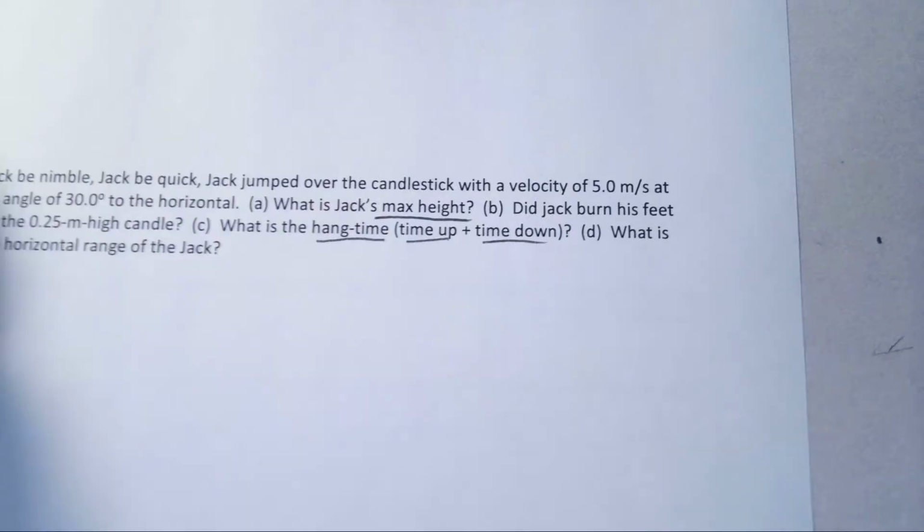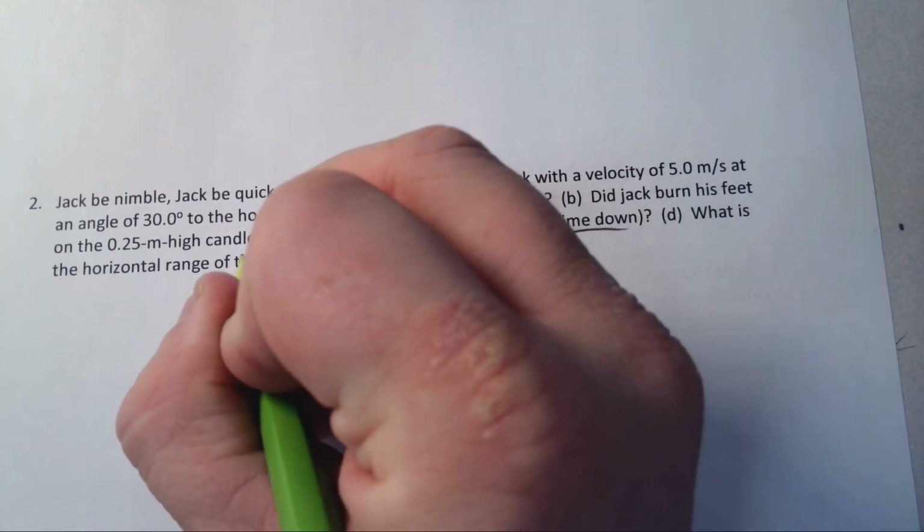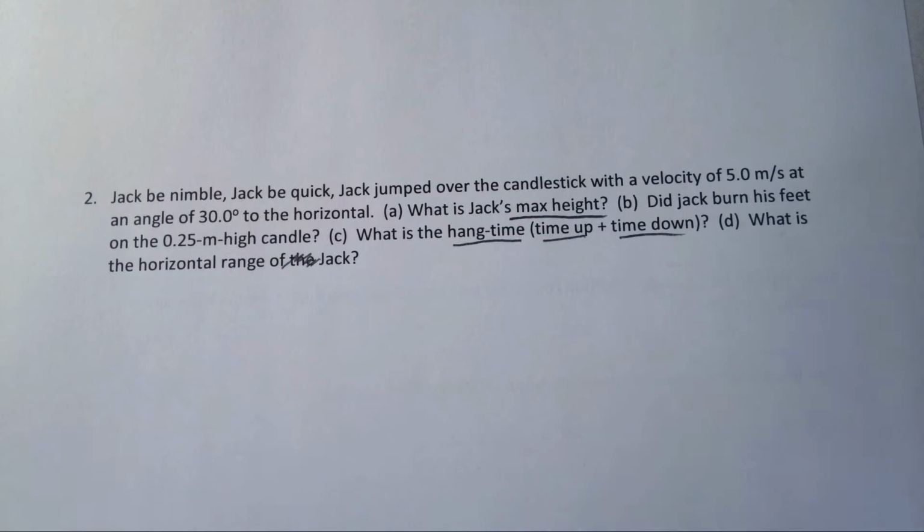And then the last one, what is the horizontal range of Jack? Horizontal range is just how far horizontally does he move. Basically, what is delta x? So we're having to figure out max height, the total time that he's in the air, and then how far he moves horizontally. So I'll draw my picture over here.